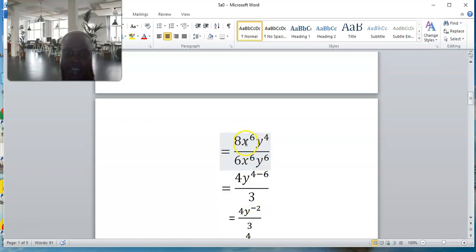Then this x exponent 6 divided by x exponent 6, they will cancel out, so it's going to remain y exponent 4 and y exponent 6. The bases are the same and it's dividing, so you subtract. So you write the y once, it's going to be 4, because it's dividing, it's minus 6. Then the denominator is going to be 3, because 2 divides 6, 3.